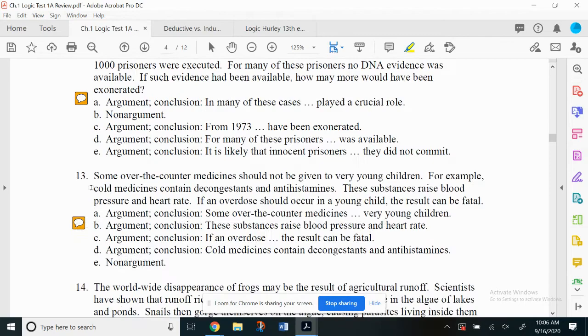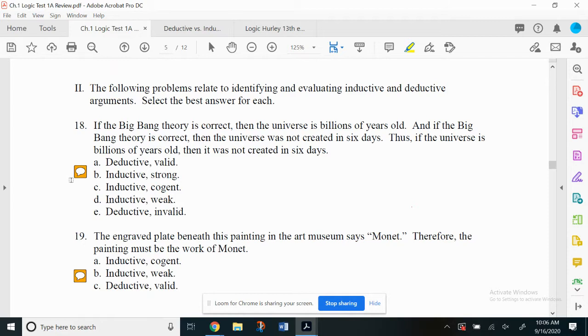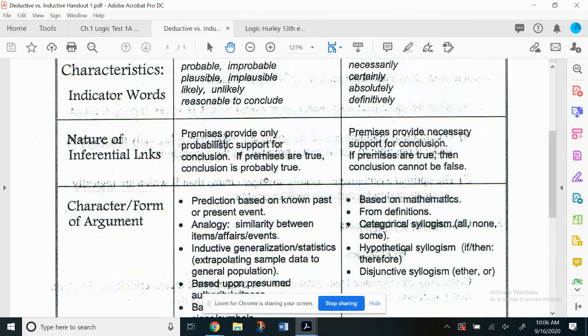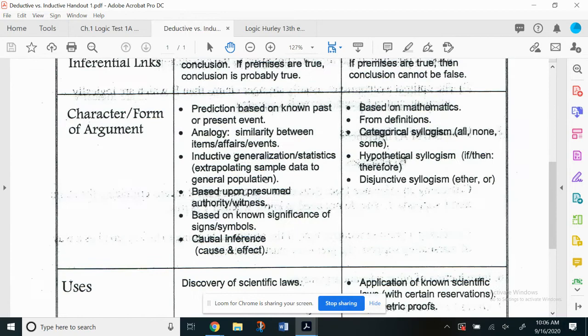Now we're going to go to a different type of problem, which you might see in my in-person class or your online class for MindTap. However you come across this, once again, we're testing the concepts here. This wants you to evaluate inductive versus deductive arguments. This cheat sheet could help. It's not exhaustive, but it does break down some pretty good things that I'll show you in a minute.